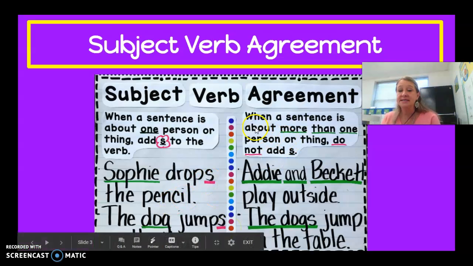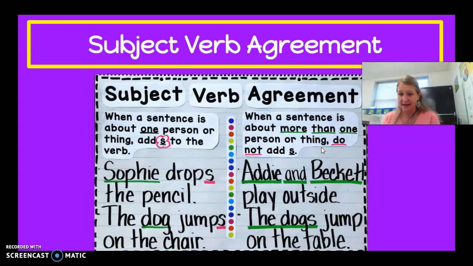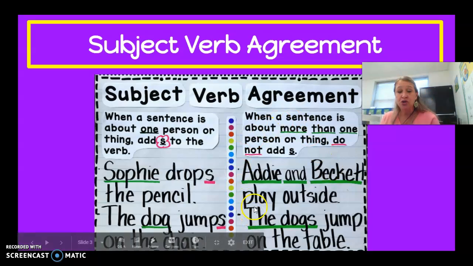Then when a sentence is about more than one person or thing, do not add S. Addie and Beckett are two people. Addie and Beckett, right? Yes, you agree? Thumbs up if you agree. More than one person. So if it's more than one person, you do not add an S to the verb play. Addie and Beckett play outside.